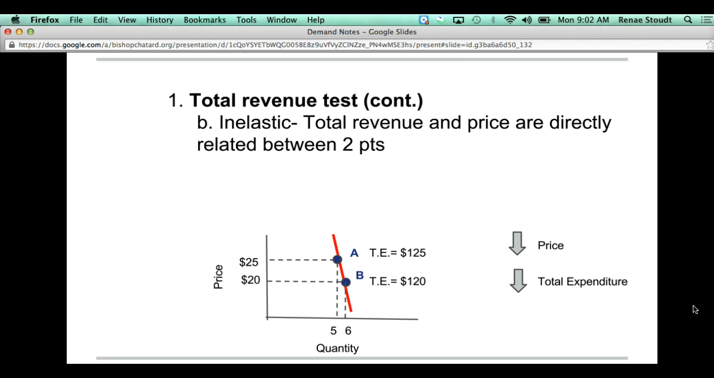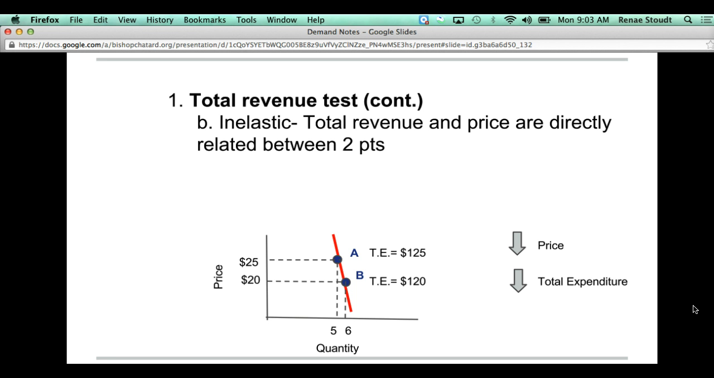I could flip this and say from point B to point A, what happened to my price? It went up from B to A, if I'm increasing the price. From B to A, what happened to my total revenue? It went up. Both of them go up, so therefore it's still inelastic. It doesn't matter if I'm increasing or decreasing the price. The price and the total revenue are going in the same direction, so therefore it's inelastic.